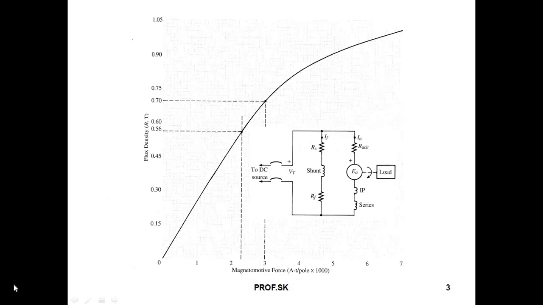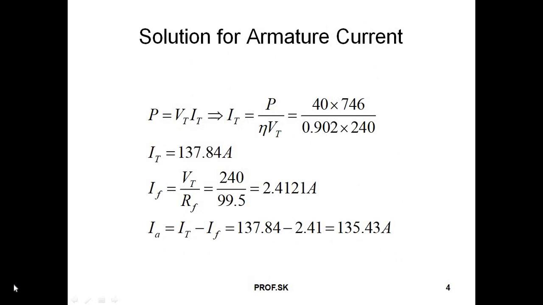The diagram will be shown. The rated amps are on the x-axis, flux density on the y-axis. Okay, then the solution of armature current. Power is equal to V into I, so I is equal to P divided by V.